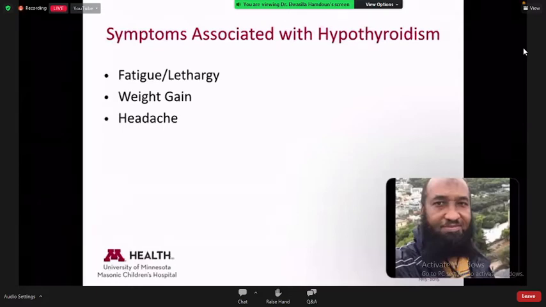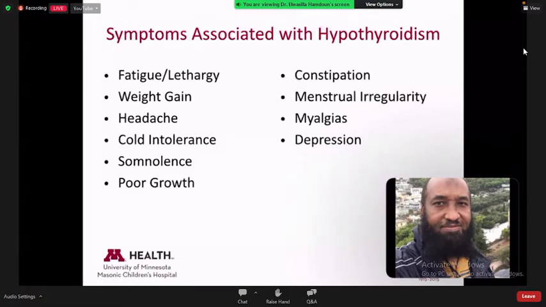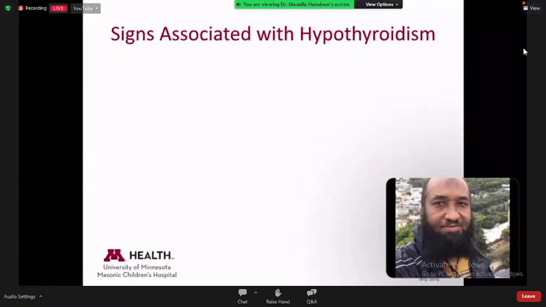Headache, very vague symptoms. Cold intolerance, I would say that's a little bit more specific. And then sleep disorder, somnolence, feeling sleepy and tired, and then poor growth in younger children. Constipation is very, very common with hypothyroidism. And then females of menstrual age may have some irregularity. Myalgia and depression are also symptoms.